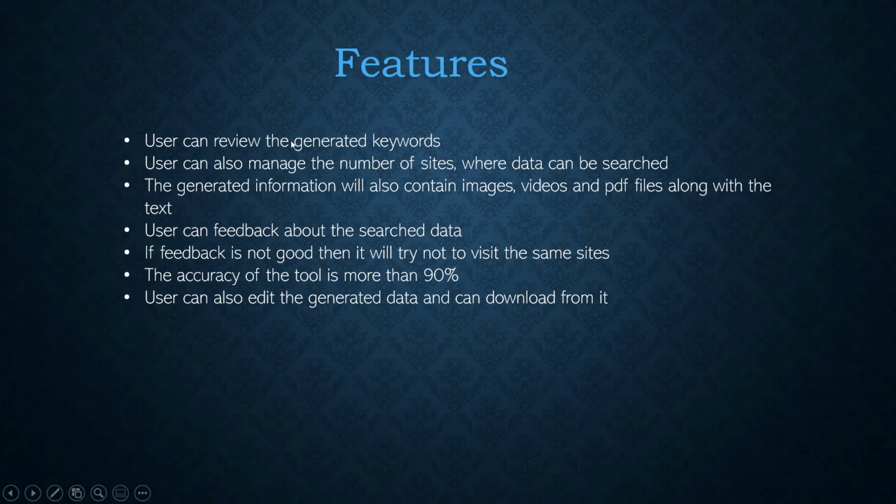These are some features, like the user can review the generated keywords. The user can also manage the number of sites, like whether it has to grab the data from 3 sites or 4 sites. The generated information about those keywords will also contain images and PDF files. The user can also give feedback on the generated data, and the accuracy of this tool is more than 90%. The user can also edit the generated data and download it.